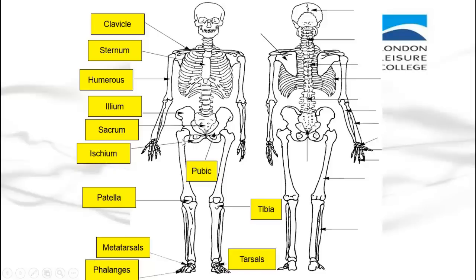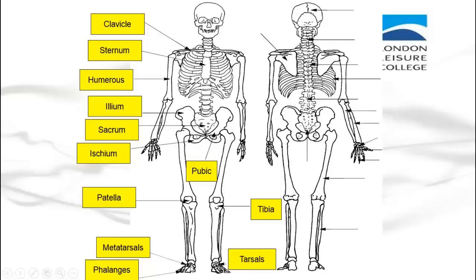Your ischium is this hooped part of your pelvis, okay? Then you've got your pubic bone, which is this flat bit here. So the three areas of the pelvic area are your ilium, which is your crest here, your ischium, which is this hoop, and then your pubic bone, which is here. Then you have your patella, which is your kneecap, your tibia, which is your shin bone, your tarsals, which is round about by your ankle and around the front here.